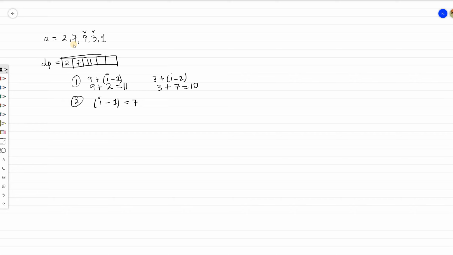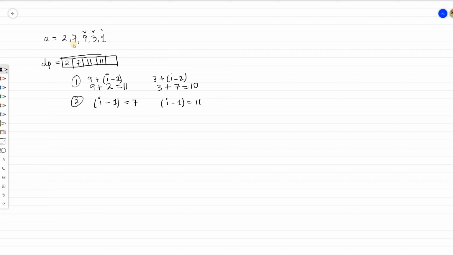Or the second choice is we don't rob this house. In that case, we have a choice of 11. That is the money we can make. So if I rob this house, I can only make 10. But if I don't rob this house, the best I could get is 11. So I'll stick to 11.